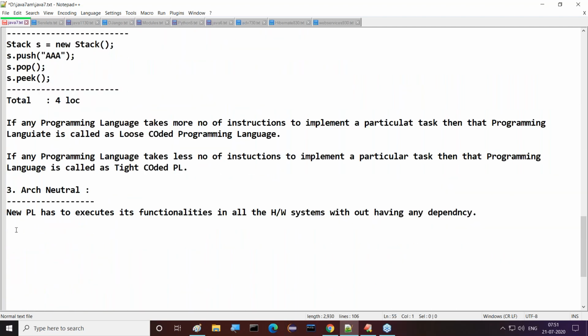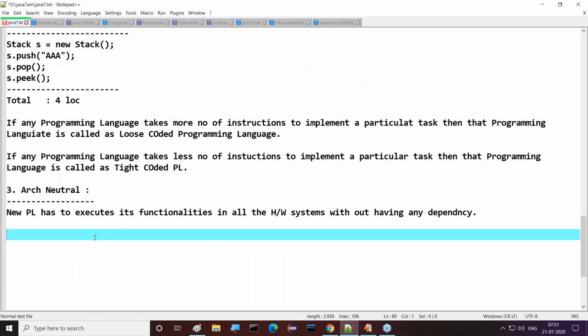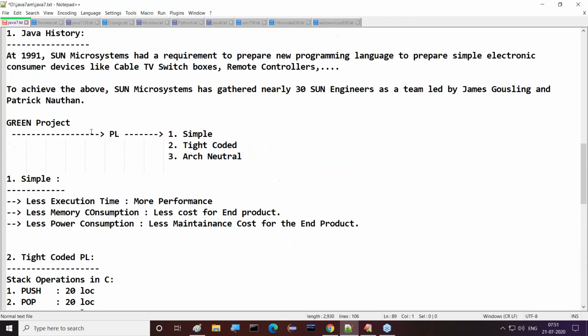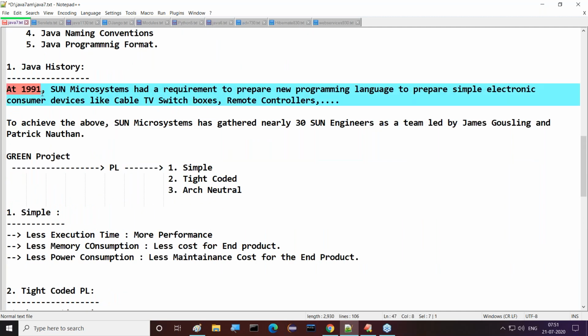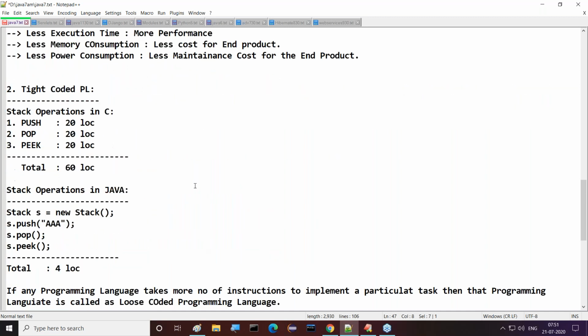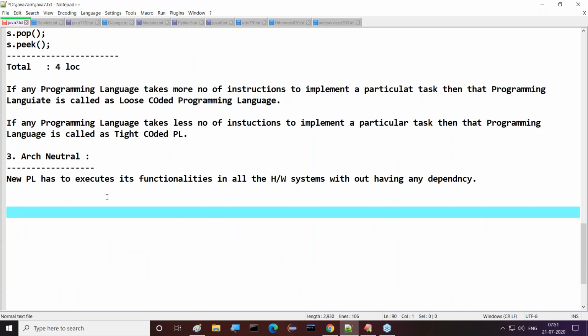Then after completion of this particular one, where exactly are we? Still we are at 1991 only, guys. Sun Microsystems wants to do all these things. Still, they did not implement it. They did not start any implementation over it. They just want to do this kind of thing. So still, we are at 1991, right? Please recognize this point.